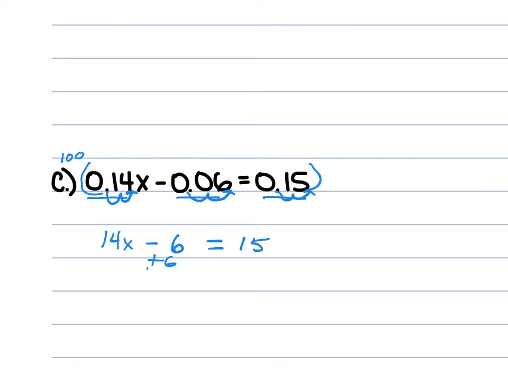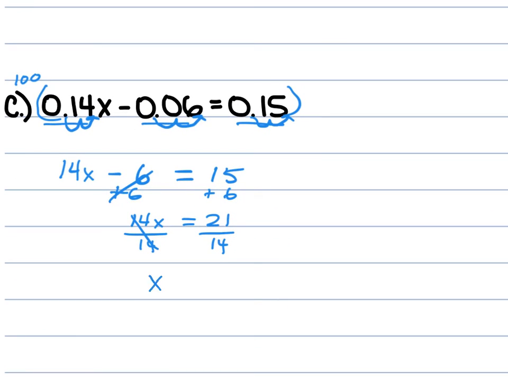So I'm going to add 6 and add 6. And I get 14x is equal to 21. Divide by 14, divide by 14. That is a fraction that can be reduced because 7 goes into 21 3 times, and 7 goes into 14 twice. So we just reduce that fraction, and we get 3/2.